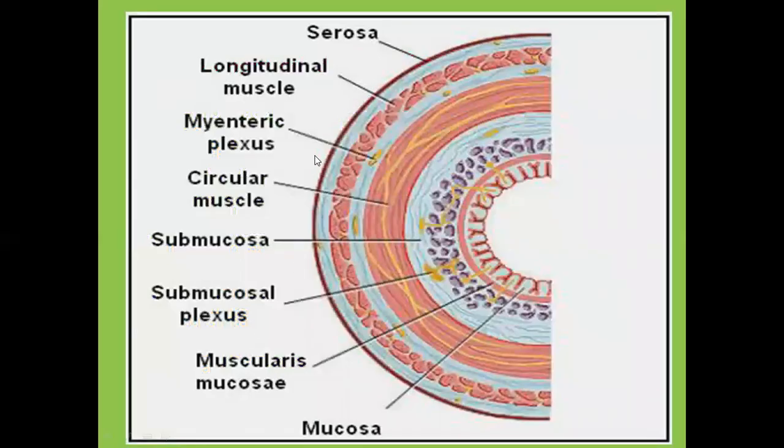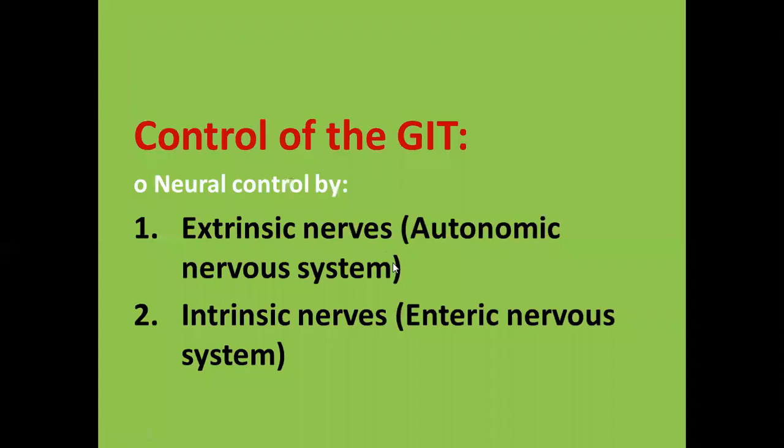As you see here, this is the serosa. This is the outer longitudinal muscle. This is the inner circular muscle, and here we have the submucosa, and here we also have the mucosa, containing three layers: epithelium, lamina propria, and muscularis mucosa. So these are the layers, as you see here. The submucosa contains the submucosal plexus, and the muscularis layer contains the Auerbach plexus, or myenteric plexus.